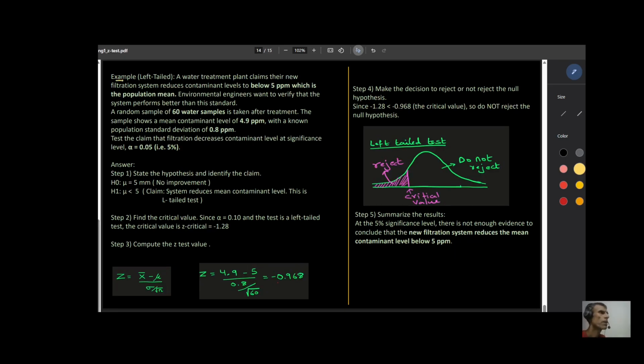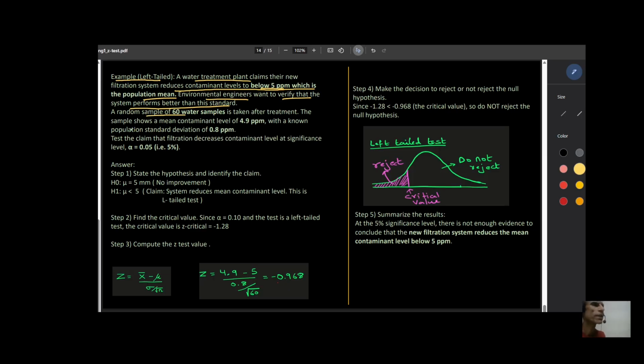Example 2, left tail test. So let's say a water treatment plant claims that they have a new filtration system. And this new filtration system will reduce the contaminant level to below 5 parts per million, which is the population mean. We know the population mean is 5 ppm. The environmental engineers want to verify that the system performs better than this standard. So they take a random sample of 60 water samples, and then they test.